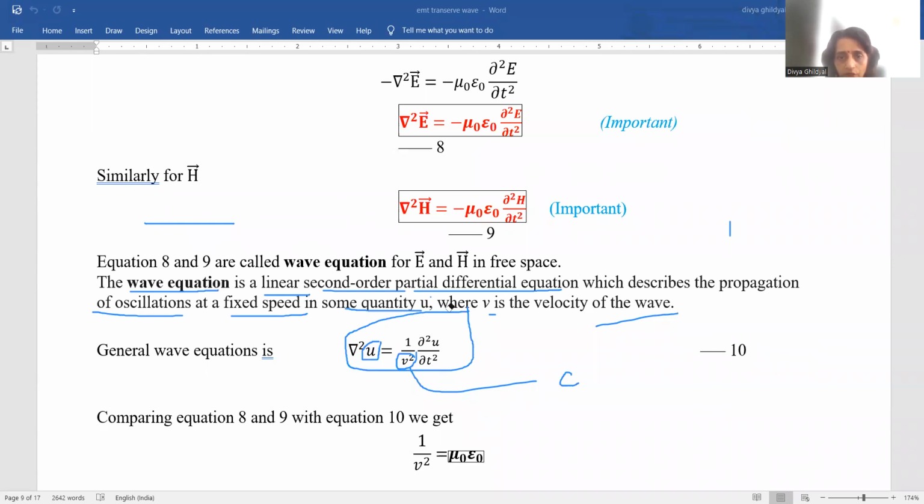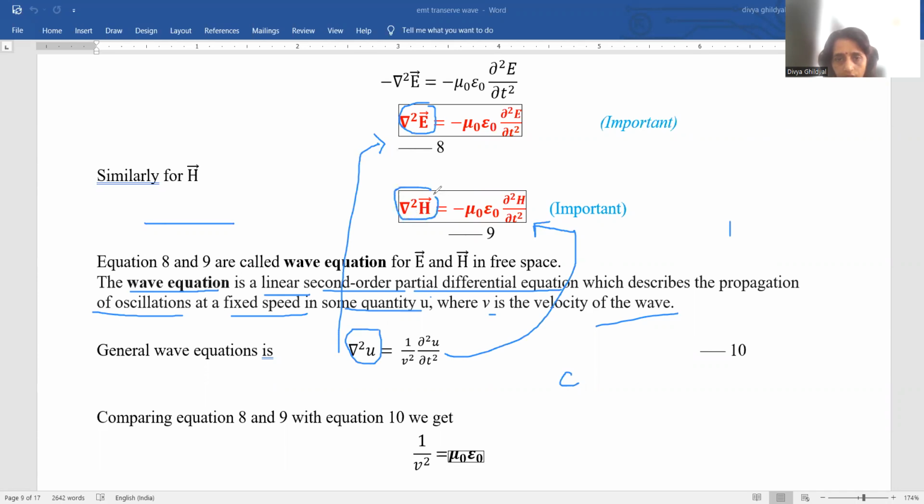Now, what are we doing? We are going to compare this general form of wave equation, that is del 2u equal to 1 upon v square or c square del 2u by del T2. This we are going to compare with this equation and this equation. So you see del 2E or del 2u, double differentiation, and del 2H with this. We have done the comparison.